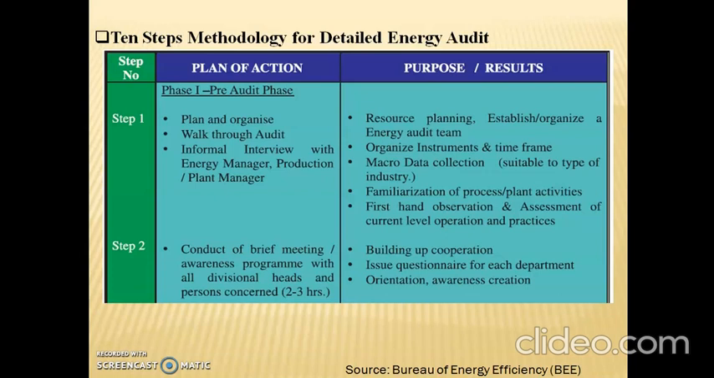In step 2, conduct a brief meeting and awareness program with all the division heads and persons concerned. 2 to 3 hours of training is recommended. In this meeting or awareness program, the aim is to build up cooperation, issue a questionnaire for each department, and create orientation and awareness. This is a very important step, as the various persons working in the industry are not aware of what the activities are and what the purpose of that activity is. In order to create awareness about this activity, these brief meetings and awareness programs are very crucial.